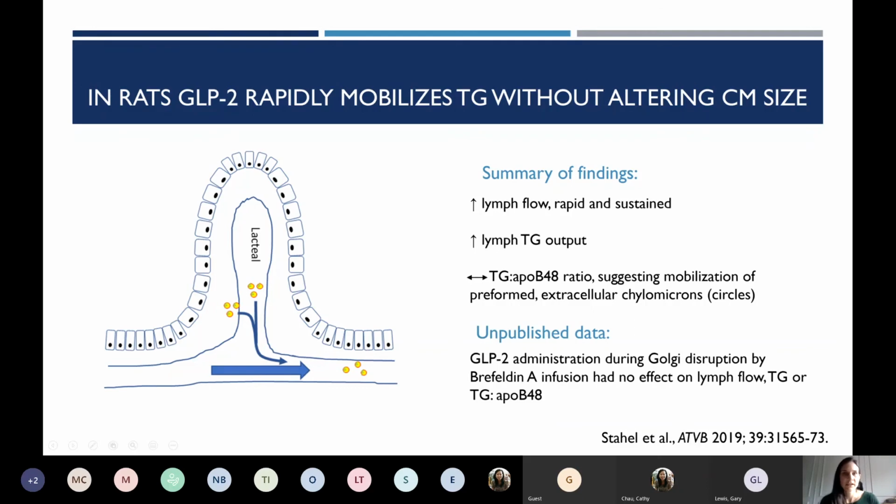And we've done further studies, again, with Brefeldin A to disrupt the Golgi. And we see that when GLP-2 is administered during Golgi disruption by Brefeldin A, there's no effect on lymph flow, TG concentration, or TG to ApoB48. So this gives further support to this idea that GLP-2 is acting extracellularly, because blocking the intracellular pathway does not influence how GLP-2 can mobilize chylomicrons.